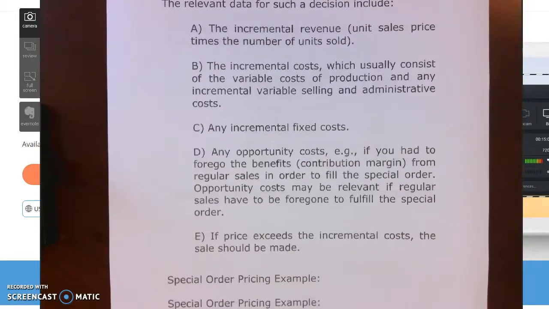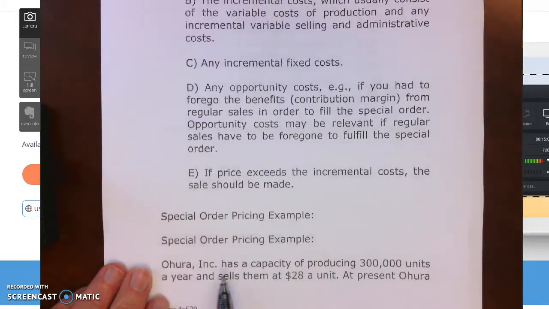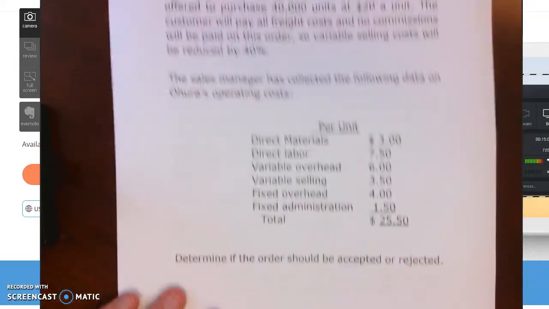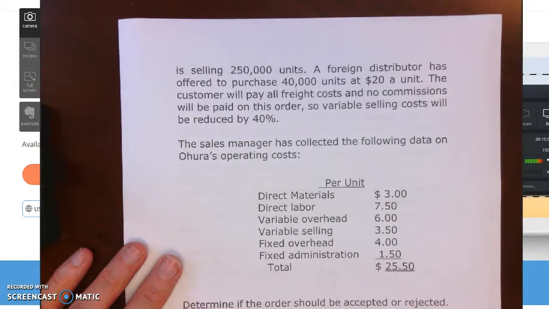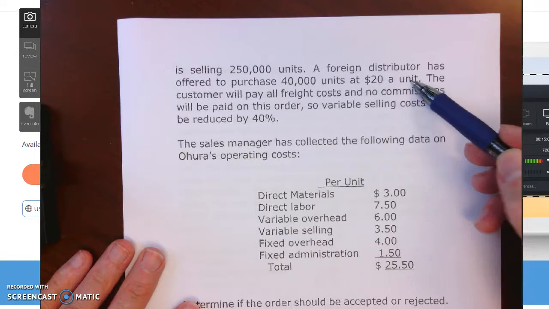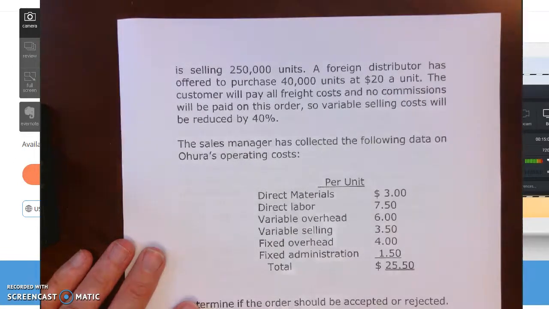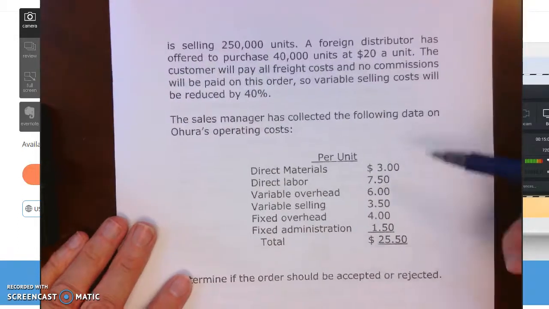So when we look at our example right over here, our company has the capacity of making 300,000 units a year and sells them for $28 a unit. At present, our company is selling 250,000 units. A foreign distributor has offered to purchase 40,000 units at a price of $20 a unit. The customer will pay all freight costs, and no commissions will be paid on this order. So our variable selling costs will be reduced by 40%. Okay.